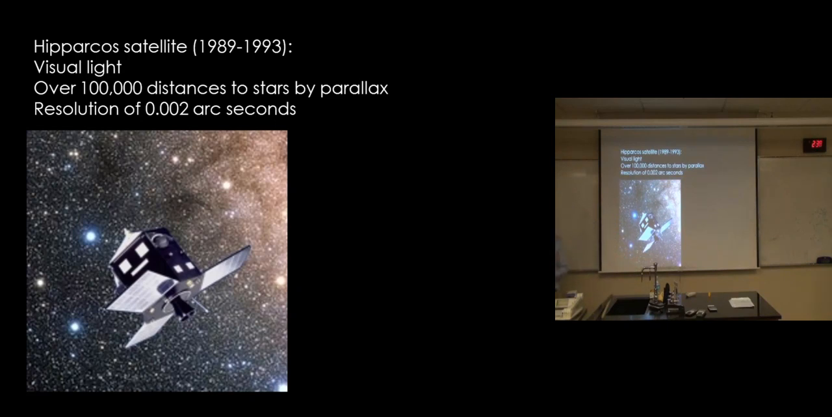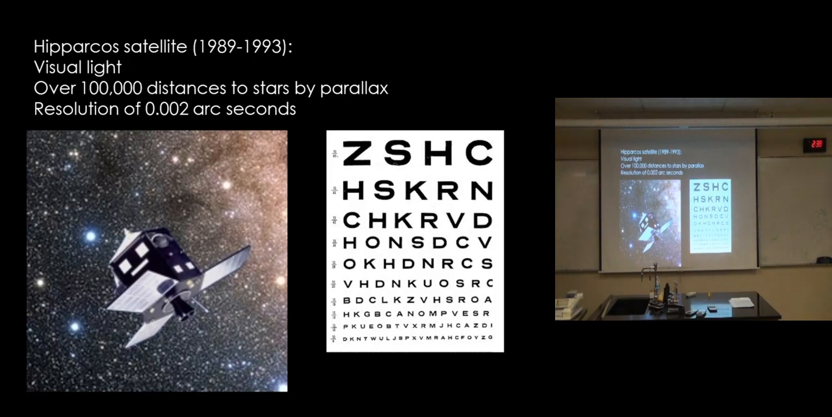A less morbid analogy is to say that Hipparcos has the same angular resolution as reading the last line of this star chart from about Portland or so. It's pretty good. And that's good enough to see stars, right? So there's shift back and forth. So we solved this problem.